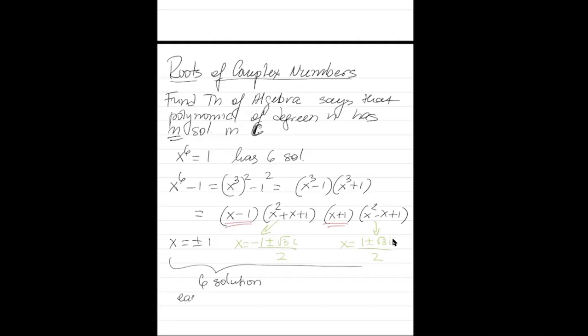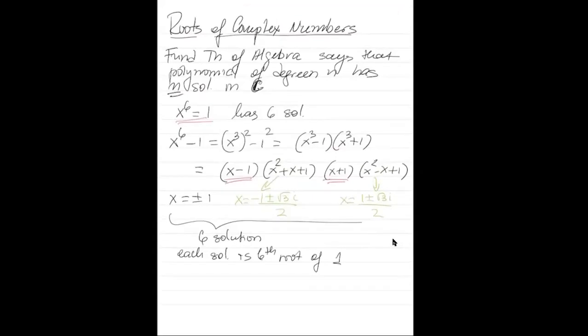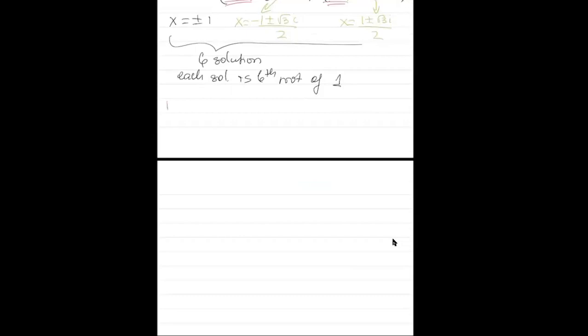Each solution is a 6th root of 1, because we started with the equation x to the 6 equals 1. So the solutions of this equation are going to be the 6 roots. So let's write a formula now, or a definition.